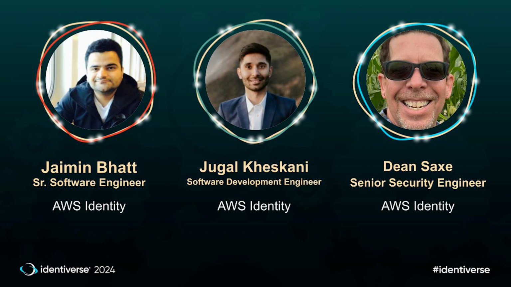All right. Great. Good morning. We are here talking about debugging FIDO at scale, and my name's Dean Sachs. I'm a senior security engineer with AWS Identity, and I'm here with my colleagues. Hey, I'm Jamin Bhatt. I'm a senior software engineer in AWS Identity. Hi folks, this is Jugal Keskani. I'm currently a software engineer with AWS Identity.